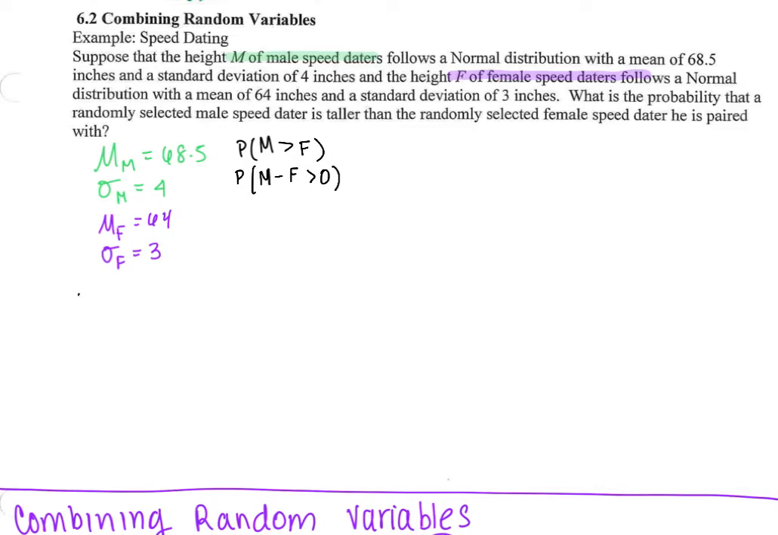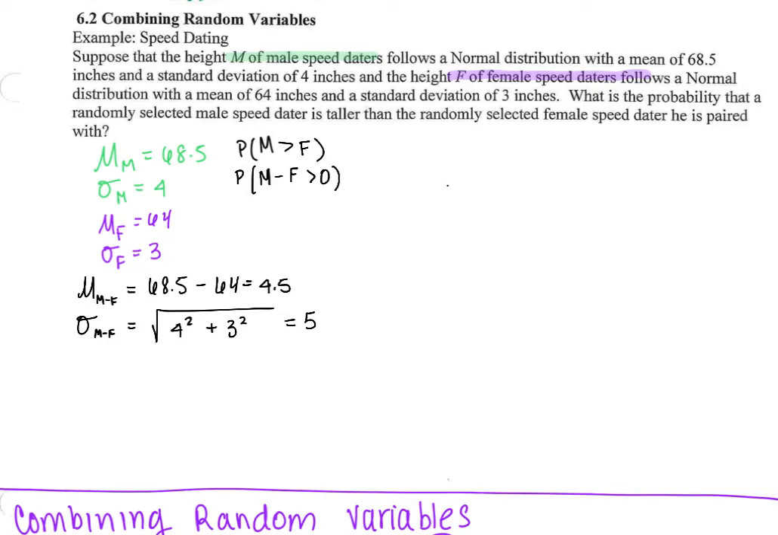So the mean of male minus female is just going to be 68.5 minus 64, which is 4.5. And the standard deviation of males minus females is the square root of the sum of the squares: 4 squared plus 3 squared, which is 5. So we have a new mean and a new standard deviation. And we're trying to figure out when that's greater than 0.